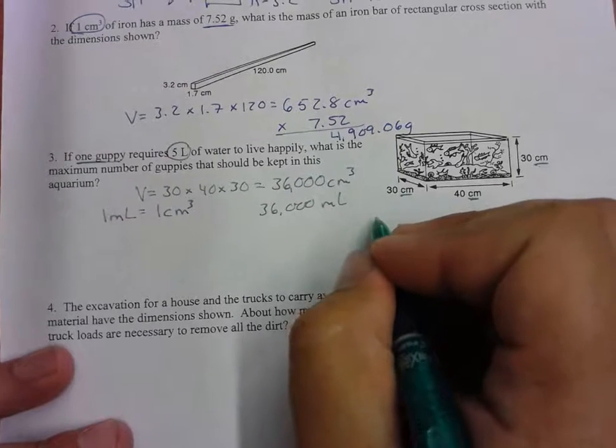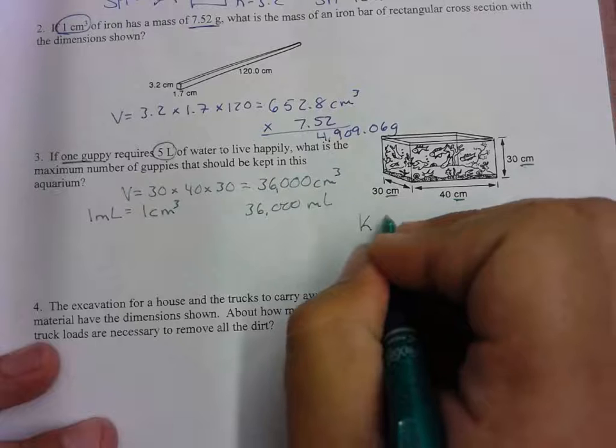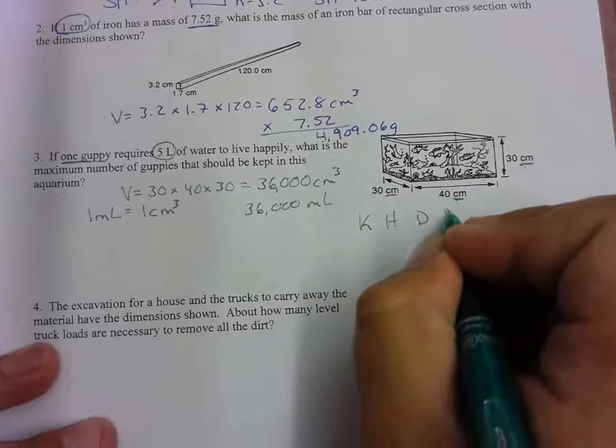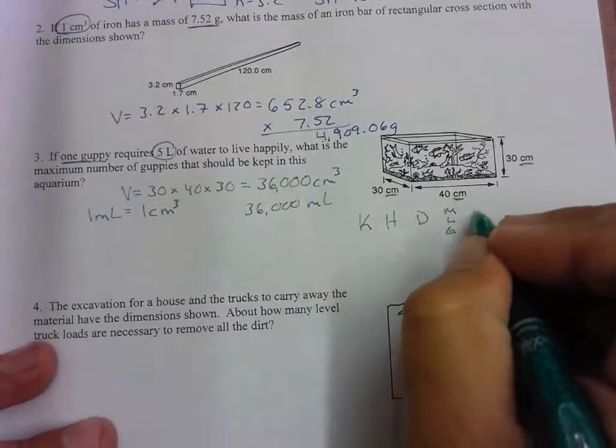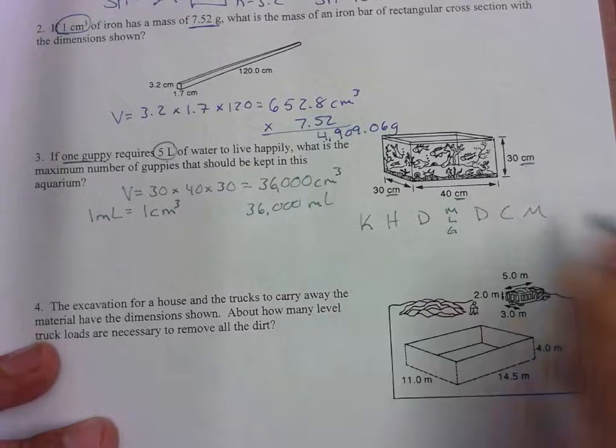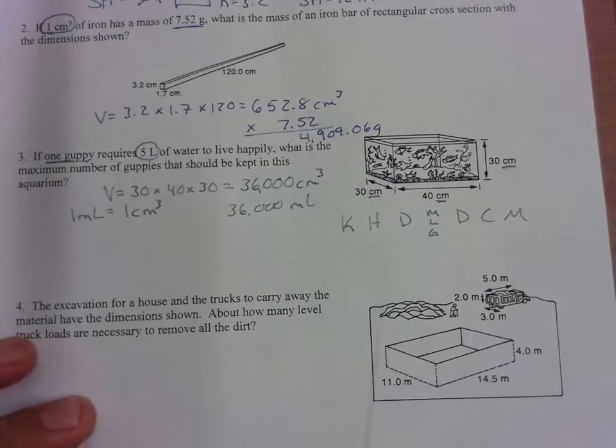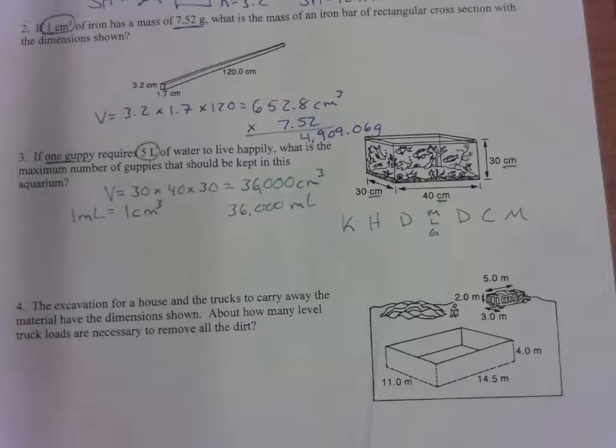So your metric conversions: King Henry died, meter, liter, gram, drinking chocolate milk. Alright, I'm going to give you a handout on this next class because the metric system is the easiest conversion out there, which is why the entire world uses it except for the United States of America.